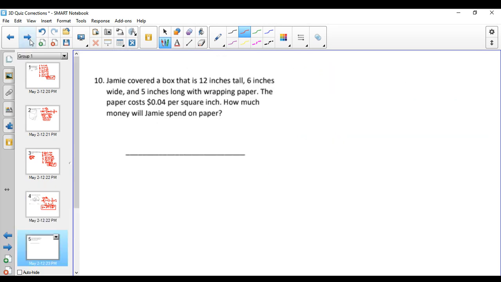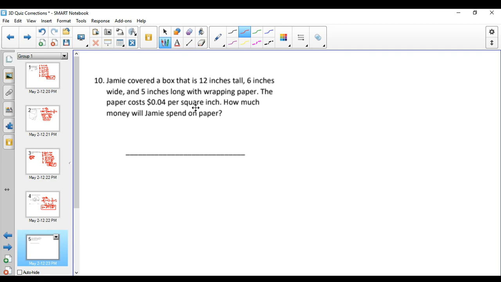Okay, I believe we have just one more that we're going to look at. Number 10 says Jamie covered a box that is 12 inches tall, 6 inches wide, and 5 inches long with wrapping paper. The paper costs 4 cents per square inch. How much money will Jamie spend on paper? Well, as soon as I hear wrapping paper, that's a hint that I'm talking about surface area. Also another hint, per square inch. If we had been talking about volume, it would have said cubic inches. So we know we're dealing with surface area.